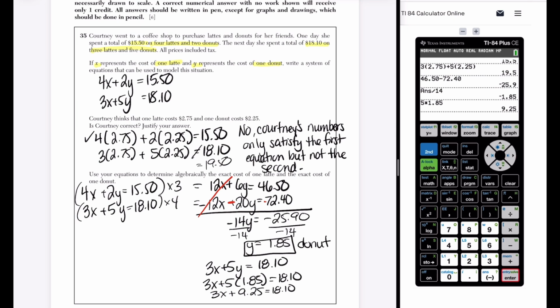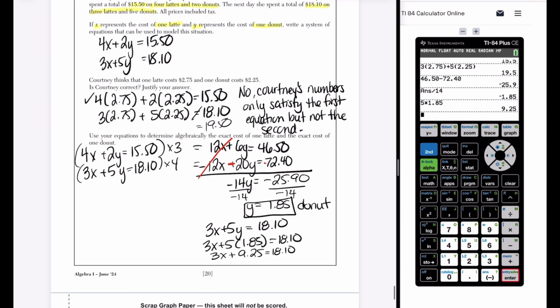Now I can subtract. I'm going to bring this up a little bit just for space. Now I can subtract the 9.25 from both sides. So I get 3x is equal to 18.10 minus 9.25, which is $8.85. And I'm going to divide both sides by 3.